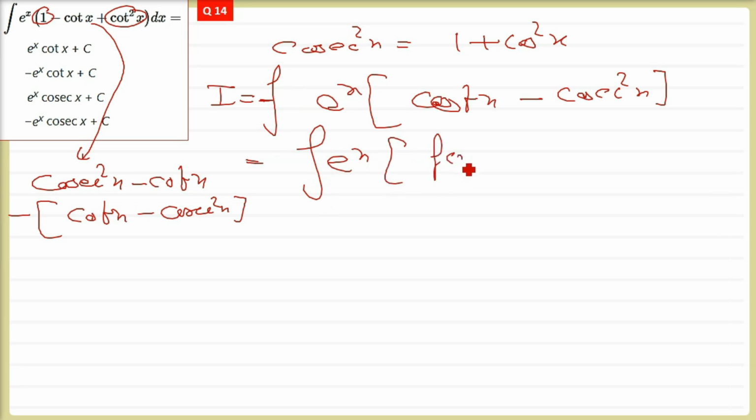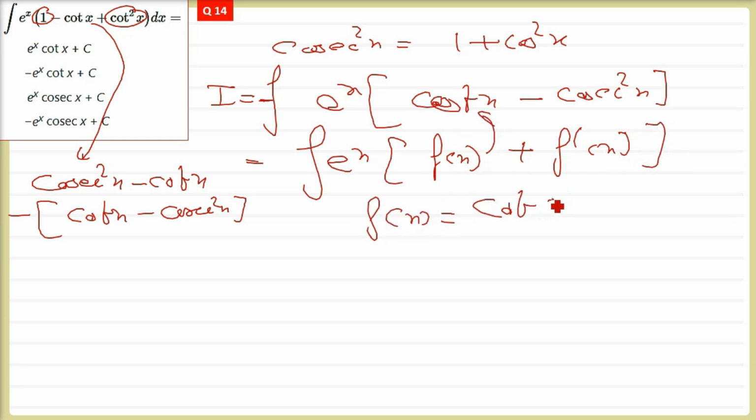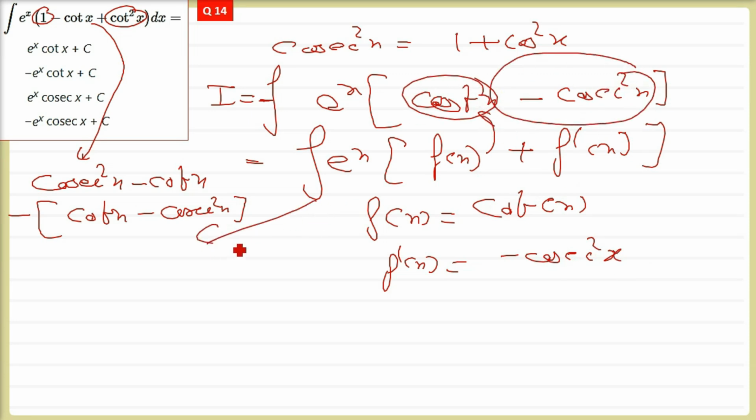e raised x, f(x) plus f dash x. If at all it comes like this, if it matches, e raised x f(x) is the direct answer. If you take f(x) equals to cot x, you differentiate it, f dash x will be what? Minus cosec square x. That's what we wanted. f(x) is cot x, f dash x is negative cosec square x. So as I told you, the direct result will be e raised x into f(x). So what is f(x) here? f(x) was taken as cot x.